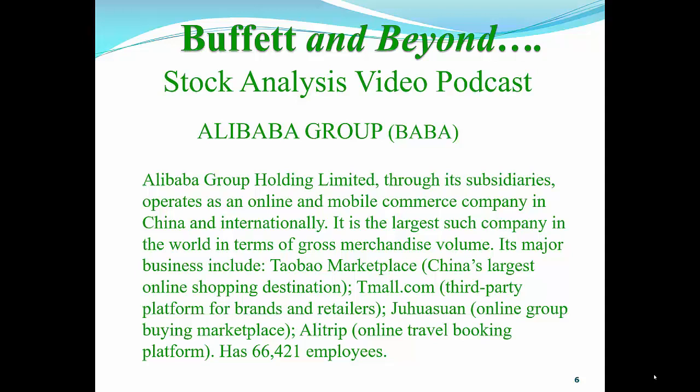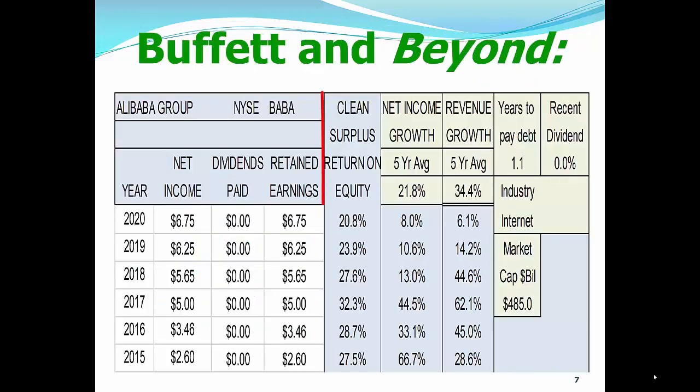Taobao Marketplace, which is China's online shopping destination, the Tmall.com, Chihua Swan, I have no clue if I'm pronouncing that anywhere near how it's supposed to be pronounced, but it's their online buying marketplace, Alitrip, which is their online travel, and has 66,000 employees. So folks, it is much smaller in employees than Amazon, but it's not making as much money. And when we look at the clean surplus return on equity, we see that one thing that is noticed right away is that it's a nice high ROE, but that ROE has been dropping.